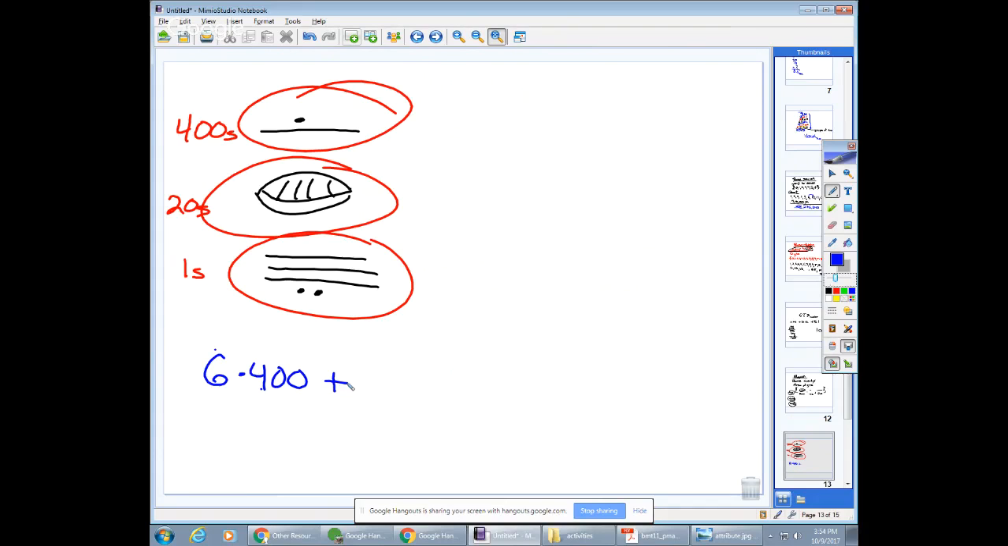And then how many 20s? 0. No 20s. And then how many 1s? 17, right? 5, 10, 15, 16, 17. So I have 17 ones. Yes, sir. So does it always go by 20s? Mayan number system, sort of.